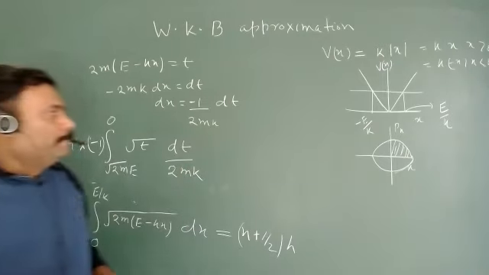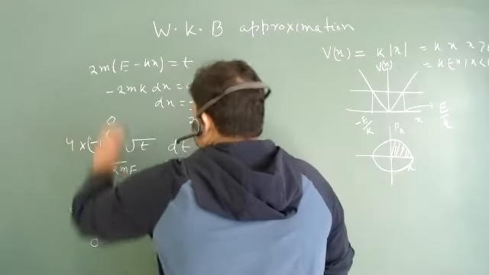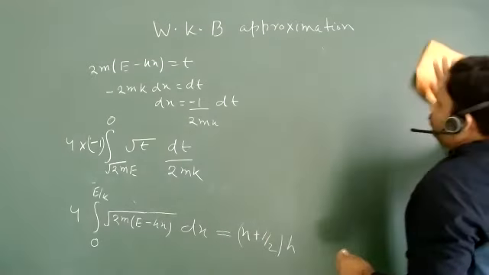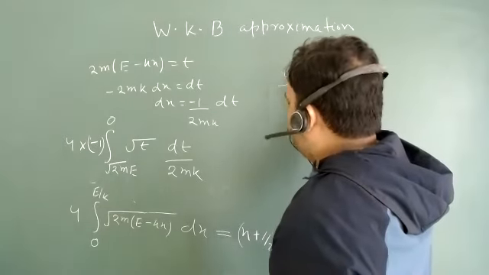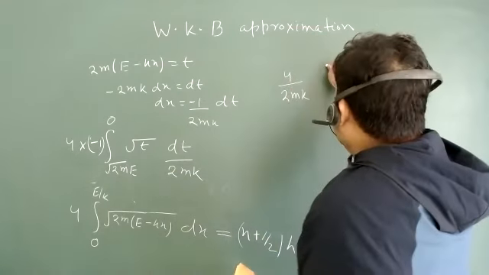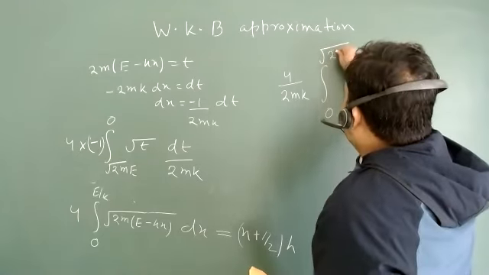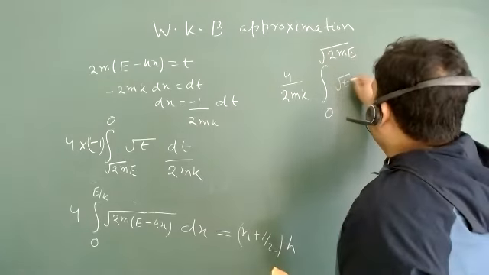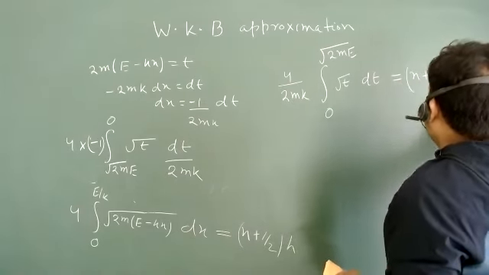So it's very simple, isn't it? And don't worry about the negative, because the limits are there. I can change them and it will become positive, isn't it? So my integration is basically 4 upon 2mk. This will go outside, and we have 0 to 2mE, root t dt must be equal to n plus half h.